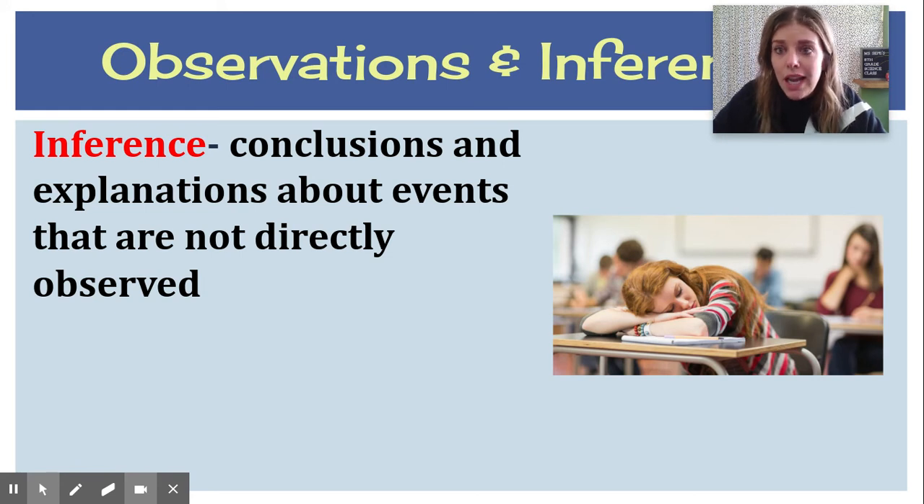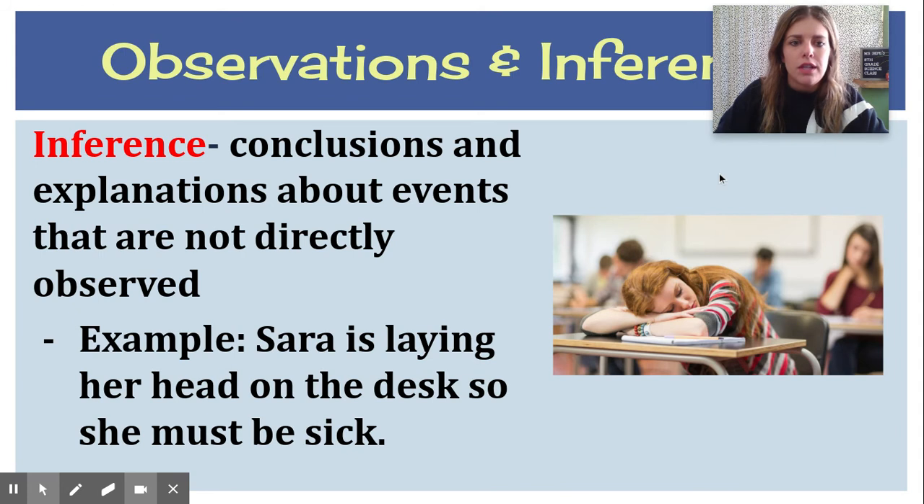For example, we see this girl in the picture. The girl has red hair. The girl has her head on the desk with her arms in front of her. The girl's eyes are closed. The girl is wearing a striped shirt. These are all observations I made, but here's an inference.